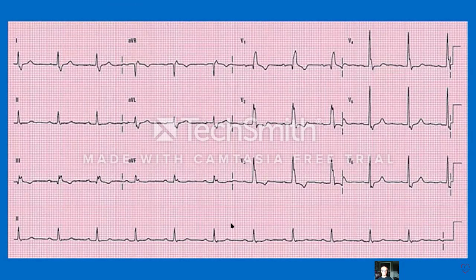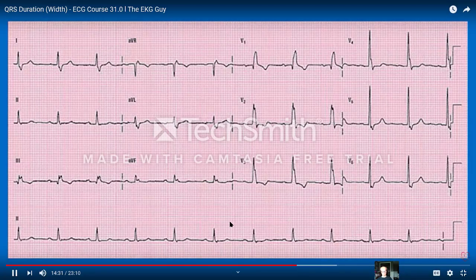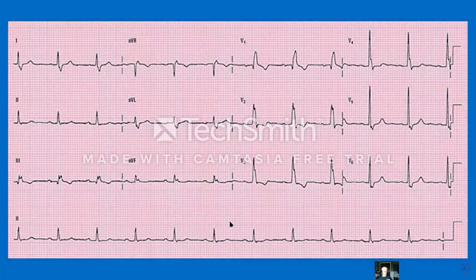Let's try another EKG. Pause the video and take a few minutes to examine it. Again, focus on the QRS complexes, specifically looking at the QRS width and some of the causes that we discussed for it. Restart the video when you're ready and we'll go over it together.